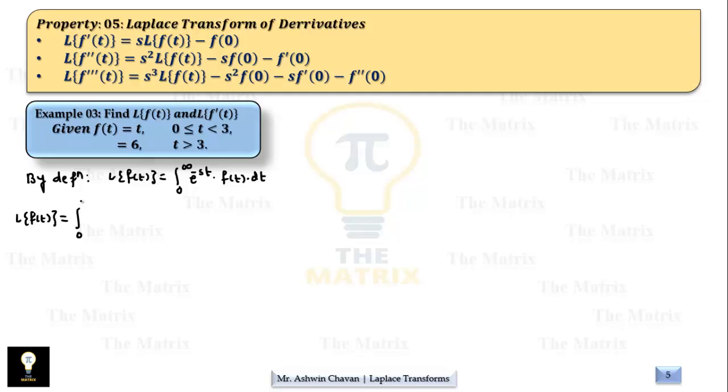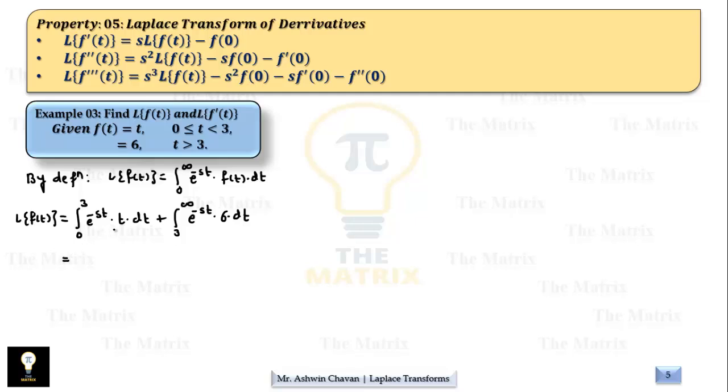When the limits are 0 to 3, the function value is t, so we have t dt, plus when t varies from 3 onwards, the function's value is 6, so e raised to minus st into 6 dt. So 0 to infinity is split as 0 to 3 plus 3 to infinity. Now with the usual integration method, we will solve this.